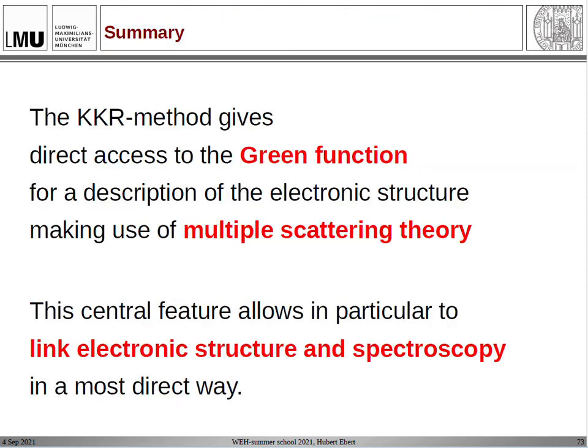So to summarize very briefly, the KKR method or multiple scattering theory gives you direct access to the Green's function. We don't make a detour via Bloch states or whatever, and this allows us to give a detailed description of electronic structure, making use of multiple scattering theory. And the central feature allows in particular, of course, to link the electronic structure to spectroscopy in a very direct way, and I guess you will see many, many examples during the next days. So, thank you.